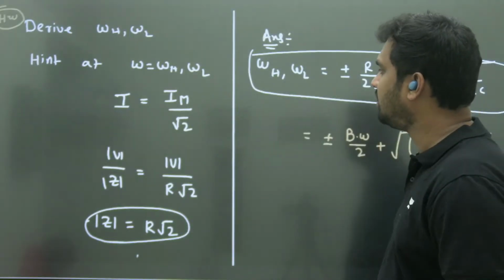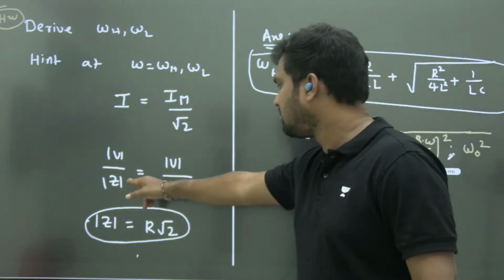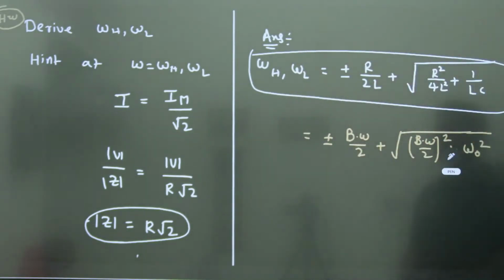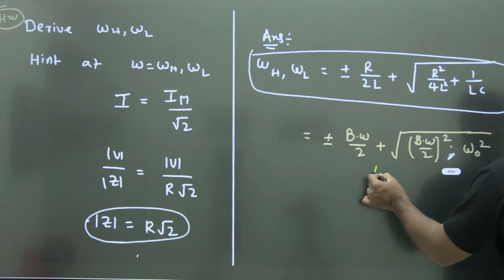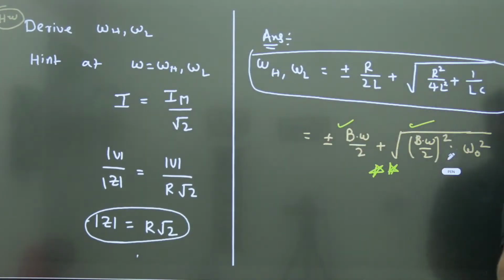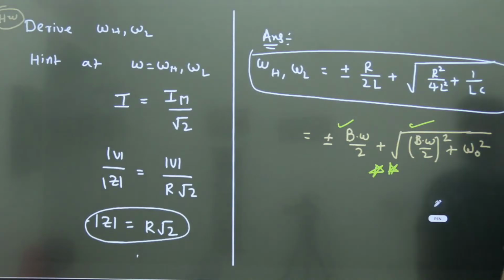Imax by root 2, where Imax is V by R, so V by R root 2. I is V by Z. If you equate Z with R root 2 in magnitude, you get the omega h and omega L formulas. To remember easily, this is the formula. You should remember it: plus or minus bandwidth by 2 plus root of bandwidth square by 2 plus omega naught square. That bandwidth is this formula.